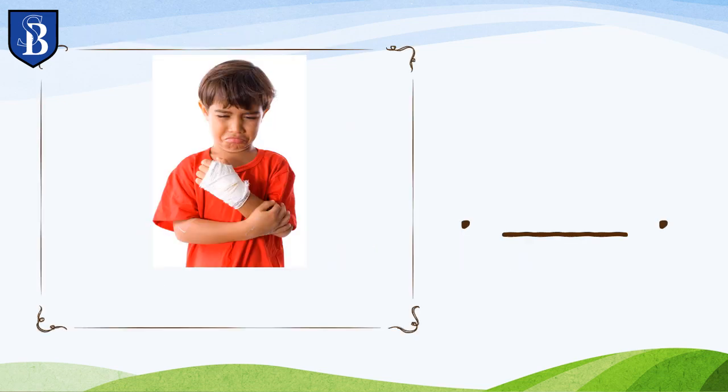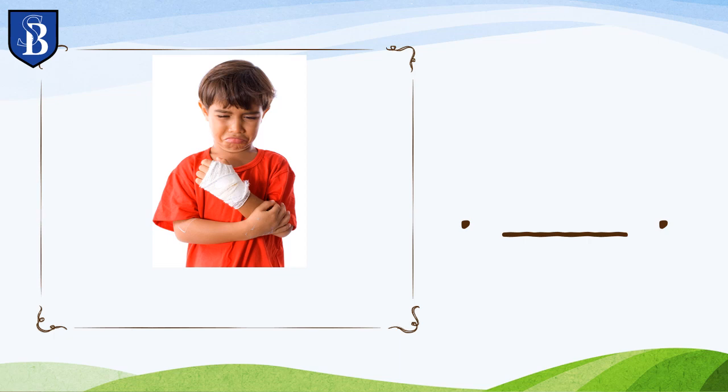It's time to write some words using the digraph. What do you think this might be a picture of? Remember, we're thinking of words that include the sound. This little boy is hurt. Can you write the word hurt? It has 2 sound buttons and a sound line and 4 letters.